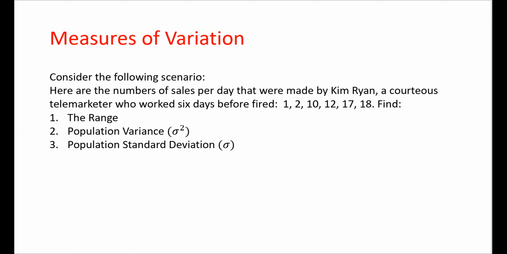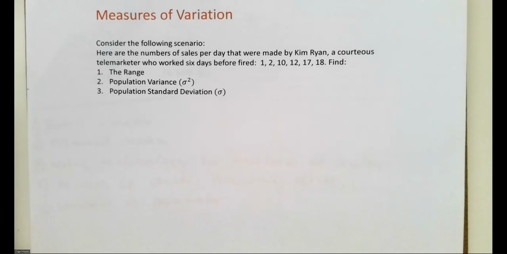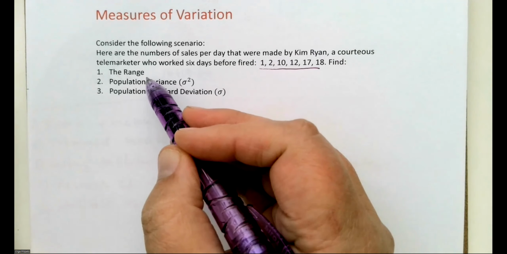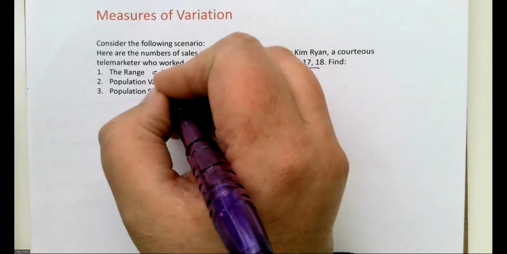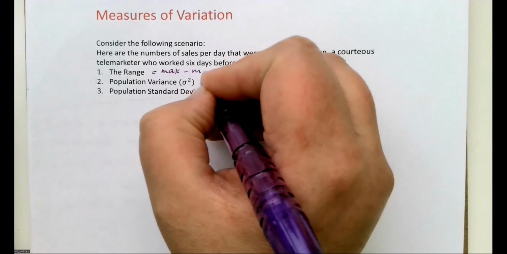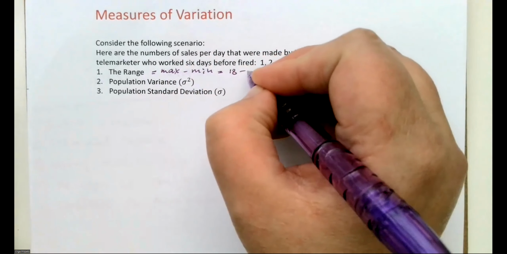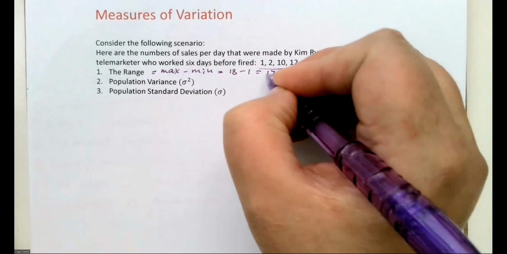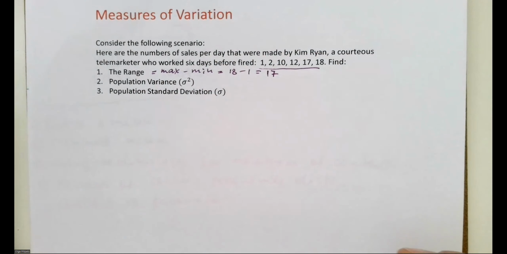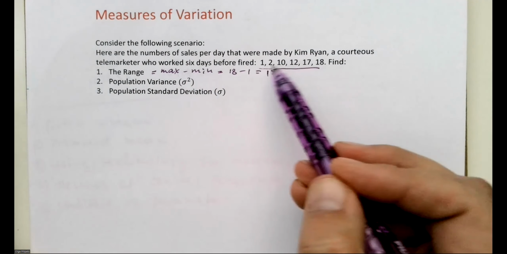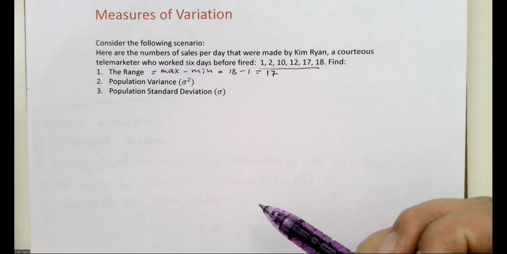I made a copy of this slide on paper, so let's take a look. So here we are. This is our population. And to find the range, it is maximum value minus the minimum value. Our maximum value was 18. The minimum value is 1. So the range for his performance is 17 units. So basically, the distance from the largest to the smallest number is 17 units.